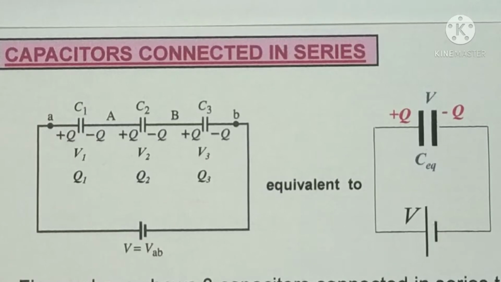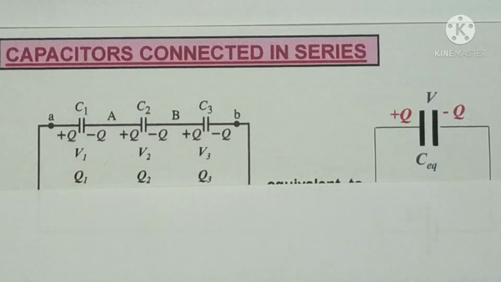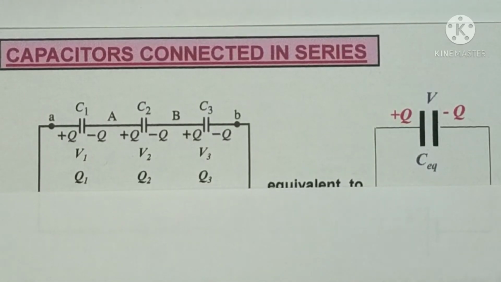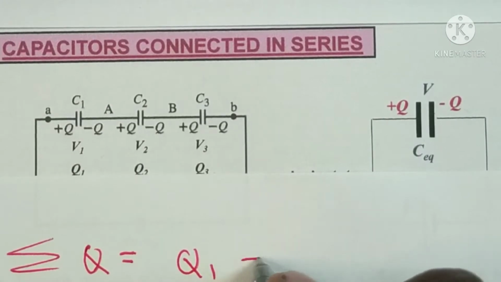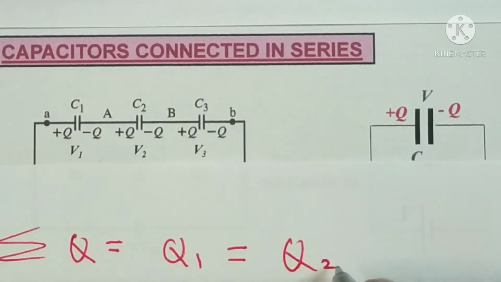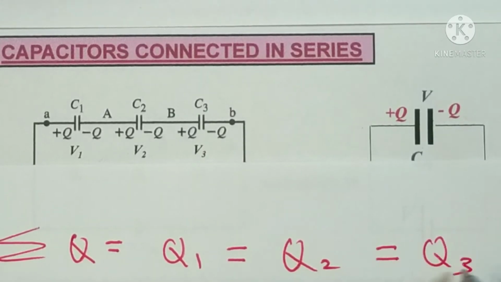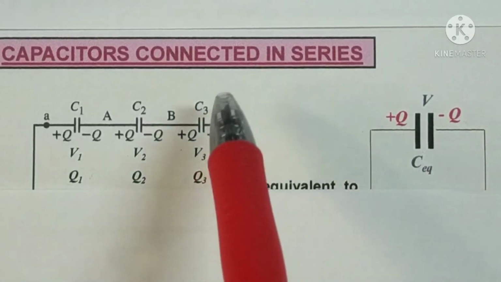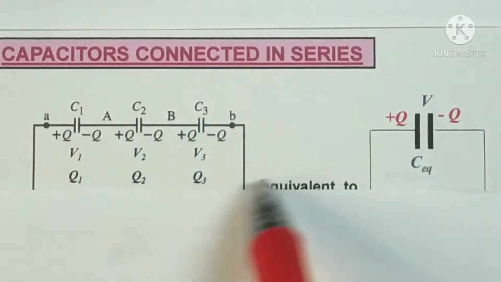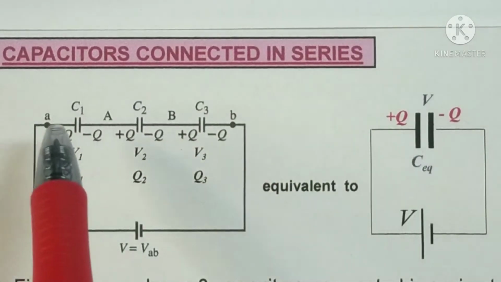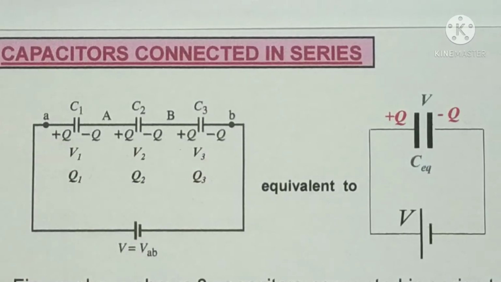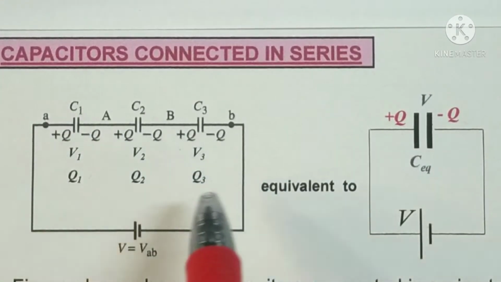Hence, the charges on all three capacitors are the same, Q. So, for capacitors connected in series, the total charge Q equals Q1 equals Q2 equals Q3. Of course, you can connect more than 3 capacitors in this circuit. It's up to you whether you want to put 3 or more. But the charge in each capacitor will remain the same no matter how many capacitors are in the circuit.